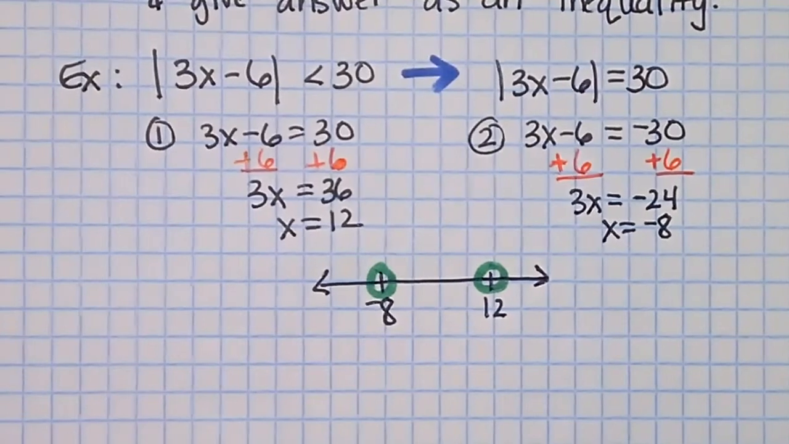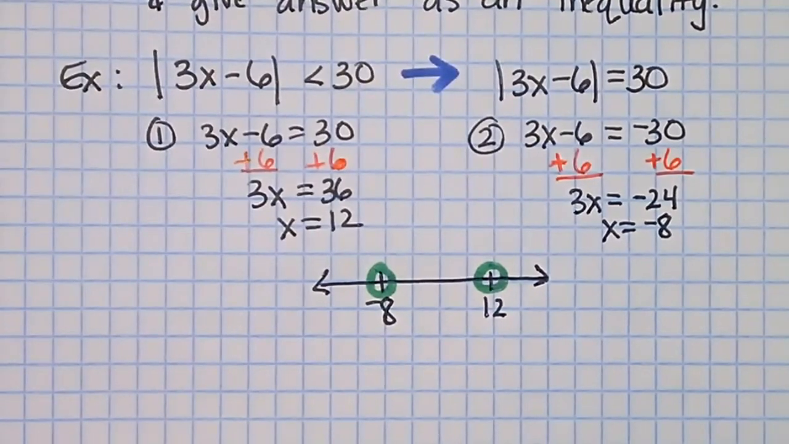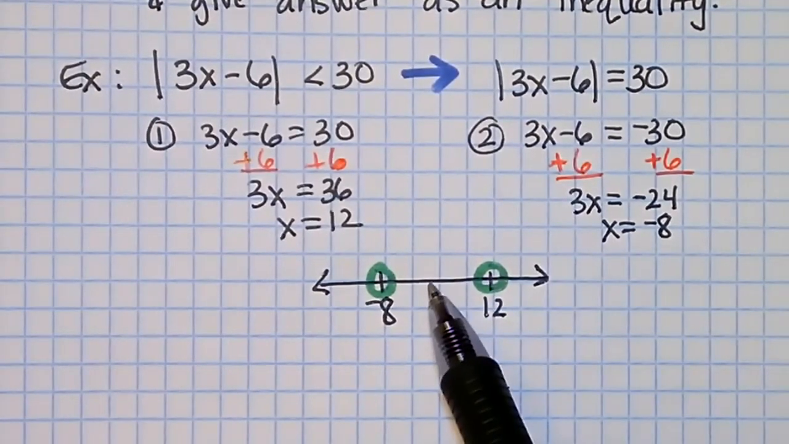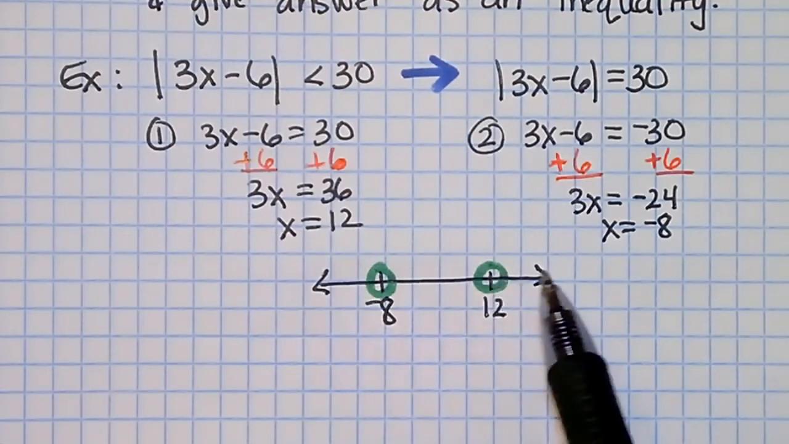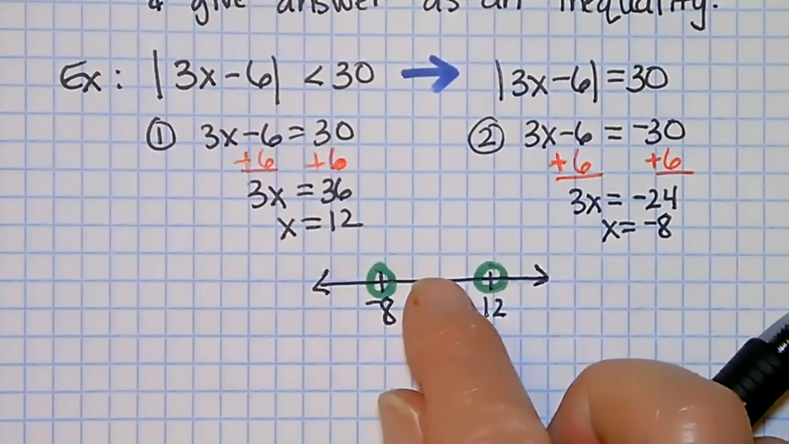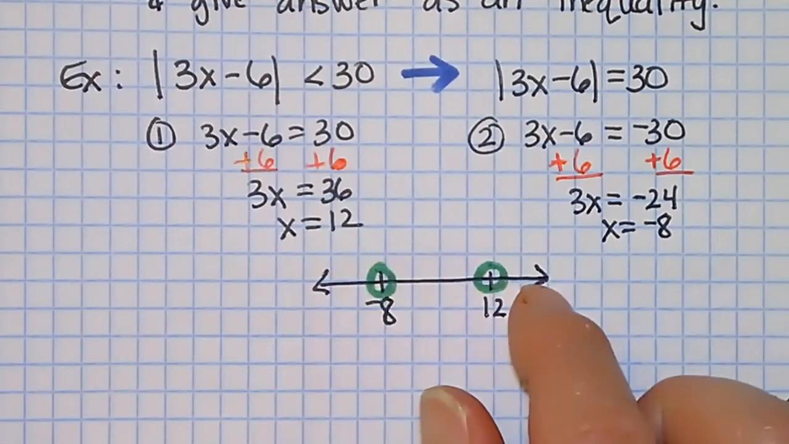So I'm going to test a point. And usually what I try to do is test a point that's in between. If it makes it true in between, then that's where I'm shading. If it does not make it true in between, then I'm shading outside. So I'm either going to shade inside or I'm going to shade outside.